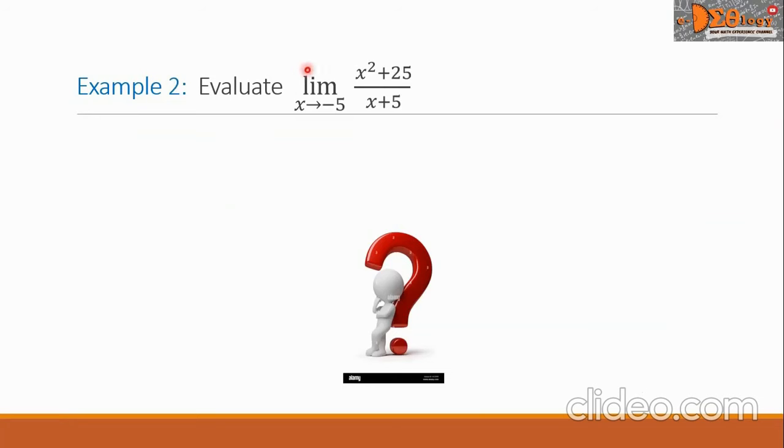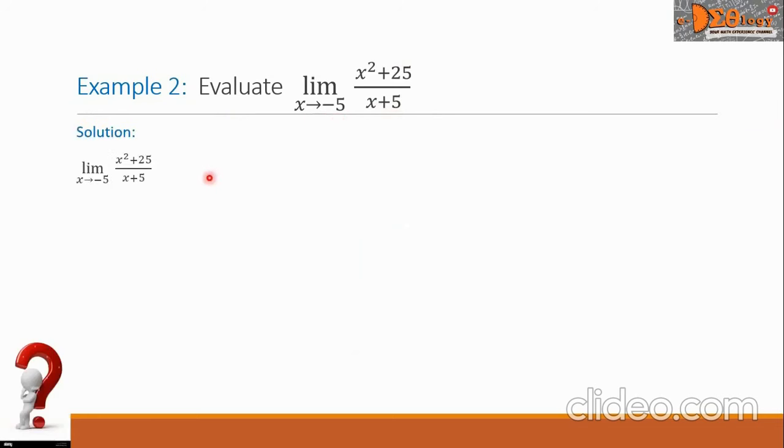Example 2. Evaluate the limit of x squared plus 25 over x plus 5 as x approaches negative 5. Let us copy this problem again down here, and then let us evaluate the limit. Let us substitute the value negative 5 to the x of the function here. So we have now the square of negative 5 plus 25 all over negative 5 plus 5. Simplifying further, the square of negative 5 is 25 plus 25 over the denominator becomes 0. 25 plus 25 is equal to 50.